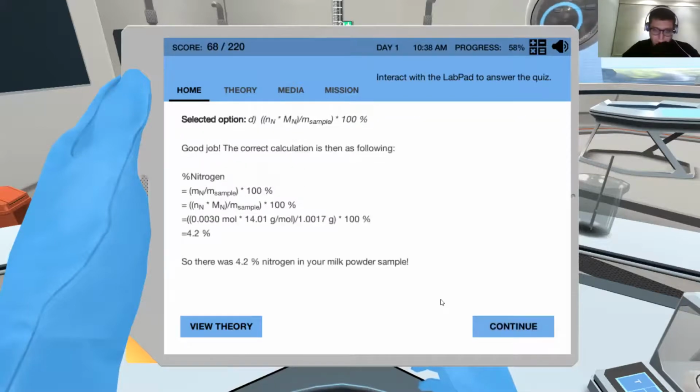Good job. The correct calculation is then as following, so there was 4.2% nitrogen in your milk powder sample.